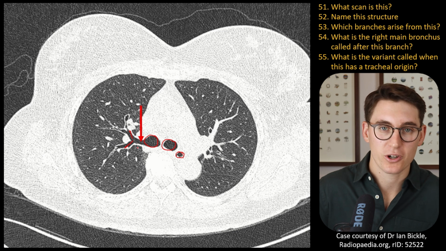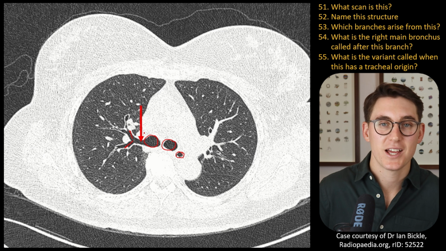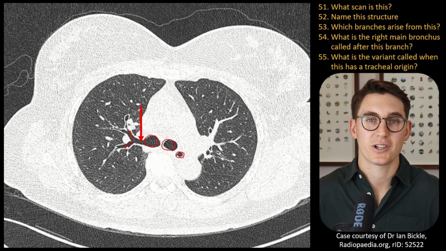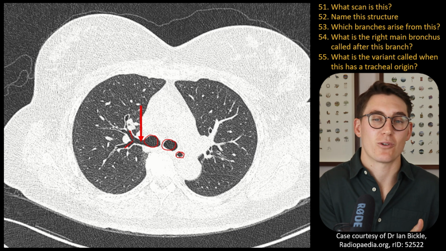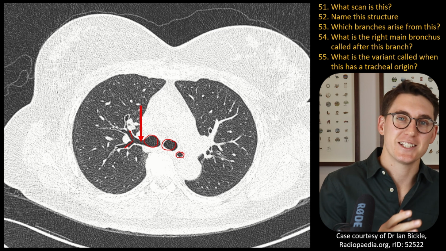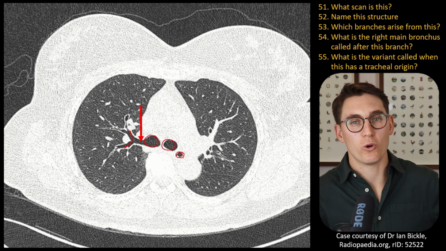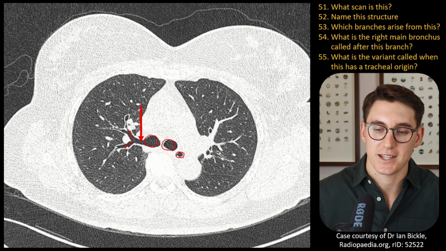After that right upper lobe bronchus comes off of our right main bronchus, that right main bronchus is then called our bronchus intermedius. That bronchus intermedius is then going to give off our right middle lobe and our right lower lobe. Right middle lobe anteriorly like that, right lower lobe more posteriorly and inferiorly like that.